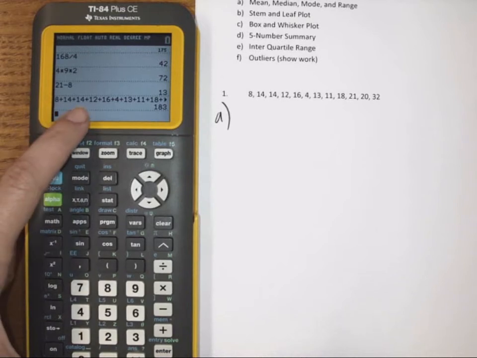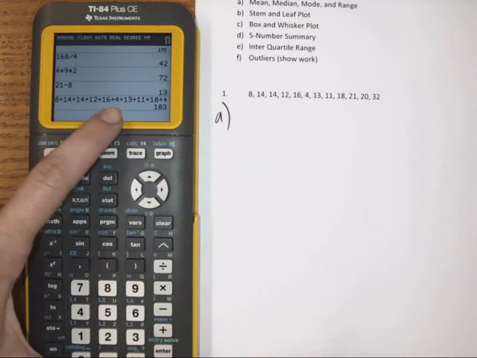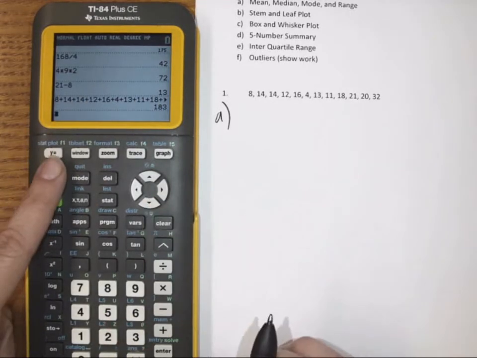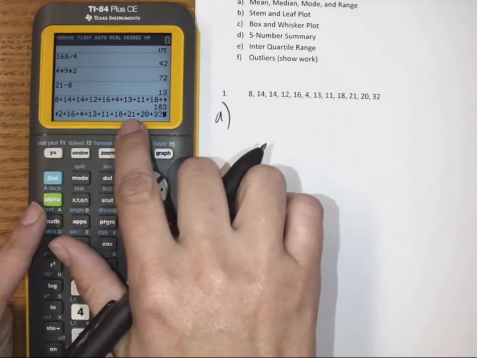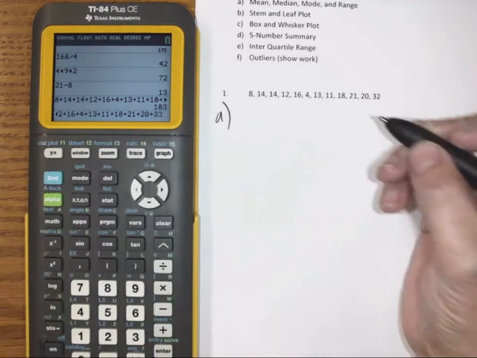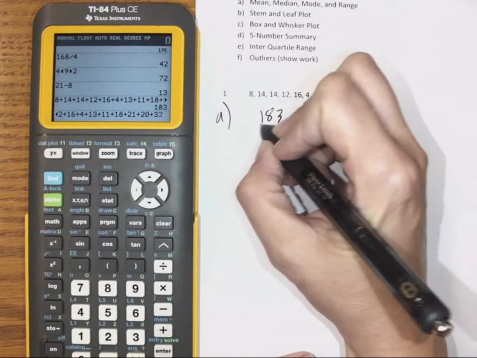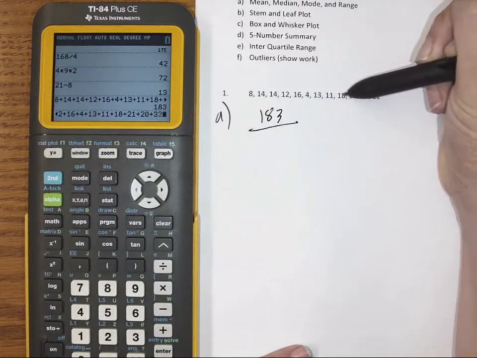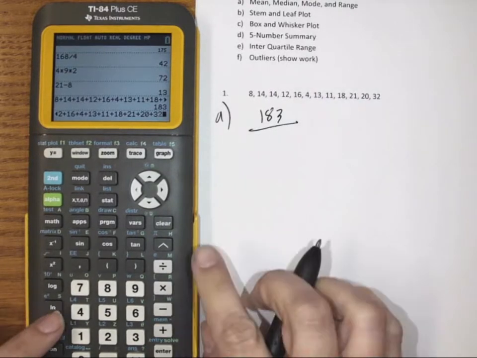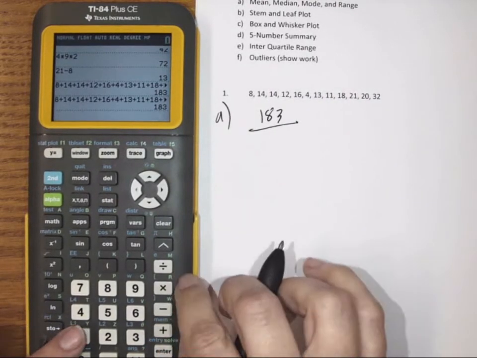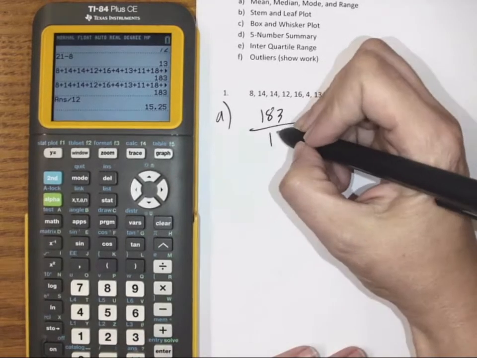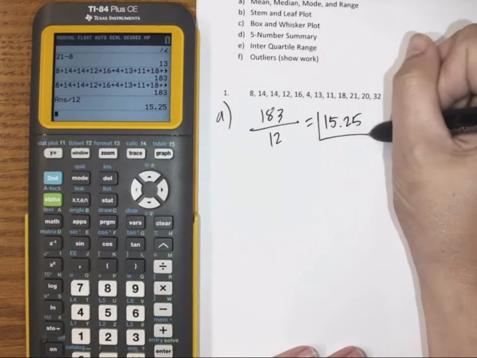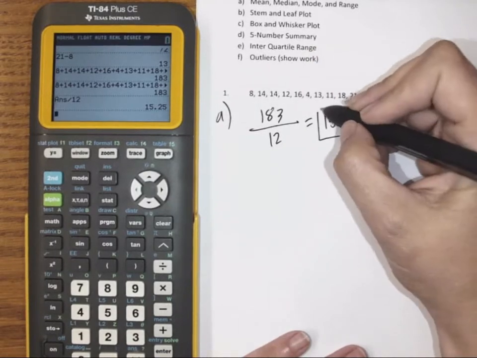Let me make sure. 14, 12, 16, 4, 13, 18, 21, 20, 32. So you get 183 when you add them all up, and divided by 1, 2, 3, 4, 5, 6, 7, 8, 9, 10, 11, 12. So that number divided by 12 gives me 15.25. So that is the mean here.